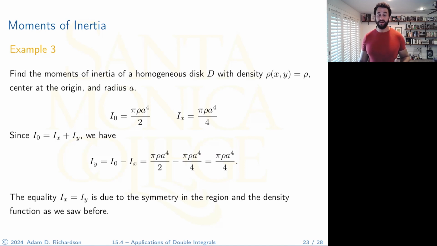And again, the reason that you're seeing this symmetry here is because the region and the density function are symmetric, just like we saw before. So that's coming out of the actual region and the function.